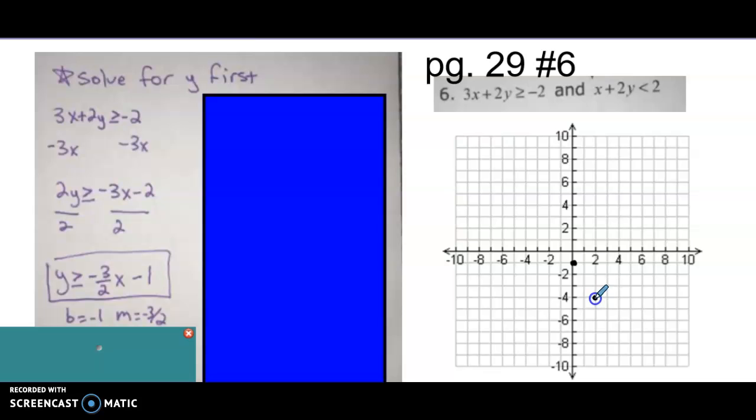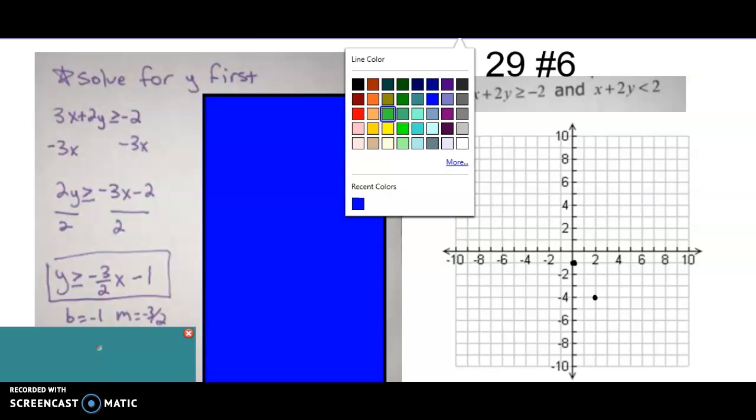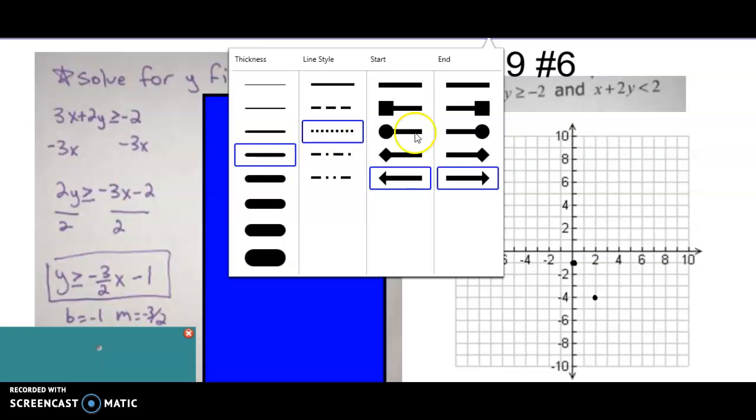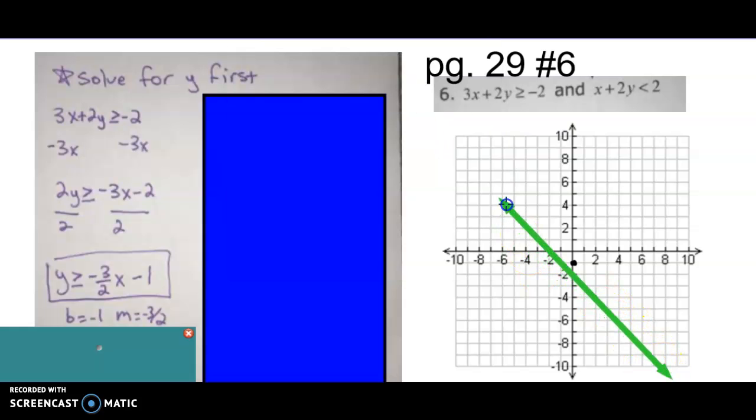And now I'm going to draw a solid line through those two. I'm just looking for a line that has arrows on both sides. Okay. So I'm going to draw this line through those 2 points. Let me fix it. There we go. Okay, so it's a solid line because it's greater than or equal to.